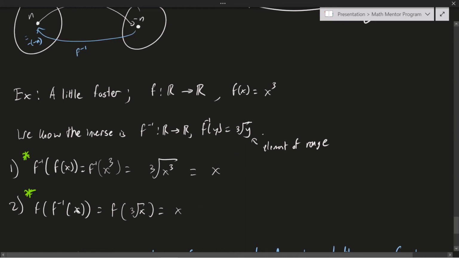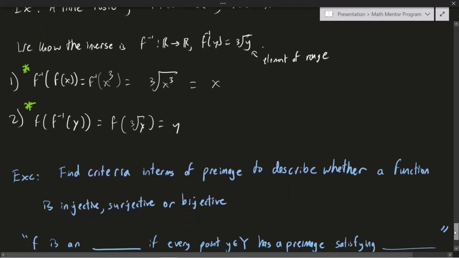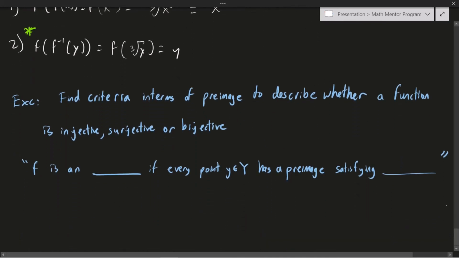Sorry, I just noticed something here. I should have put a y here to be consistent, but it'll be fine. Okay. So one thing that we're going to do in the exercises is find a criterion using only the word preimage to describe whether a function is injective, surjective, or bijective. We've already sort of discussed what it means for a function to be bijective. It just means that the preimage has to contain exactly 1 point, right? And it has to be defined, of course, everywhere on the range.